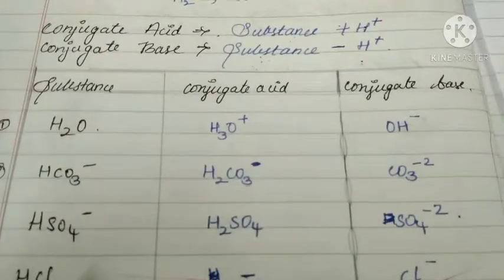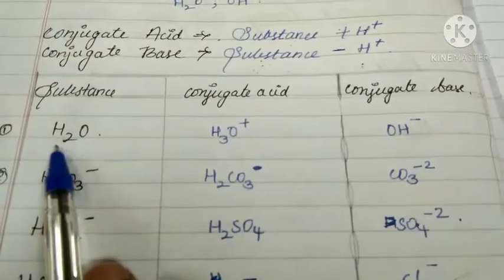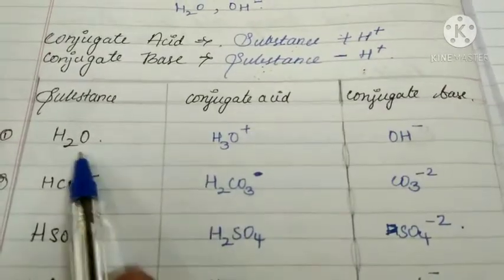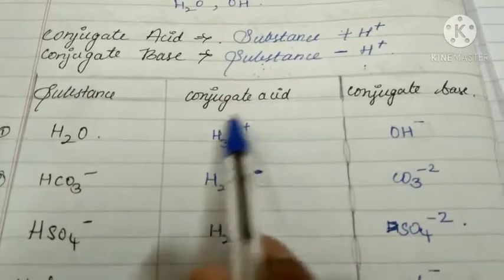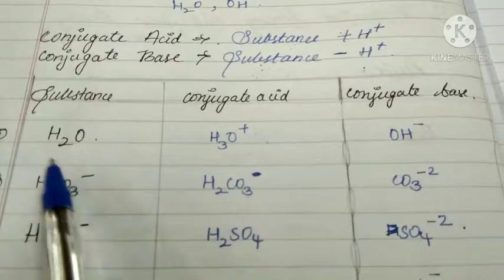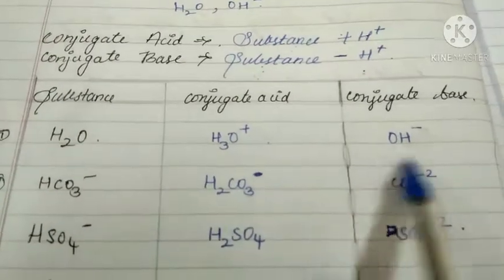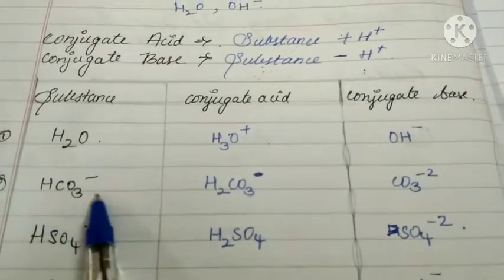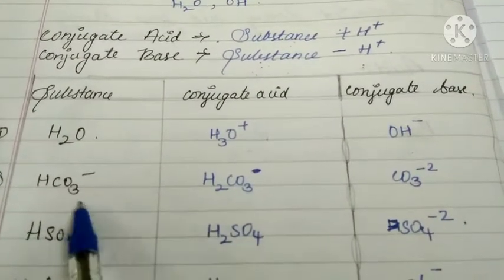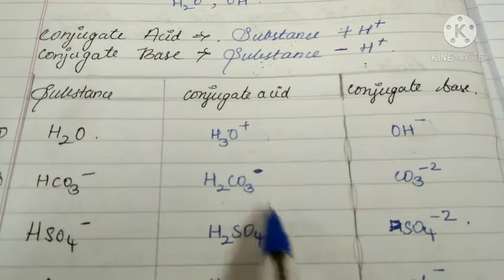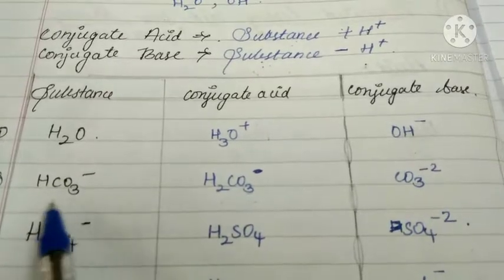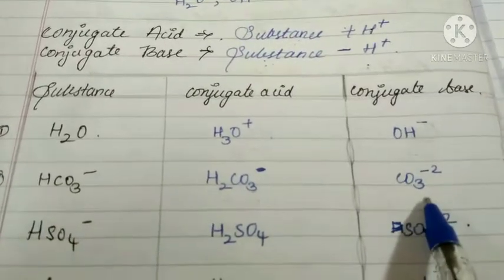Here some examples are there for conjugate acid and conjugate base. See, for H2O, what is the conjugate acid? We have to add one H plus. Then H2O becomes H3O plus. So this H3O plus is the conjugate acid of H2O. Then what about the conjugate base for H2O? We have to remove one H plus. Then H2O becomes OH minus. In case of HCO3 minus, what is the conjugate acid? We have to add one H plus. Then HCO3 minus becomes H2CO3. But in case of conjugate base, we have to remove one H plus. Then the negative charge increases, and this becomes CO3 2 minus.